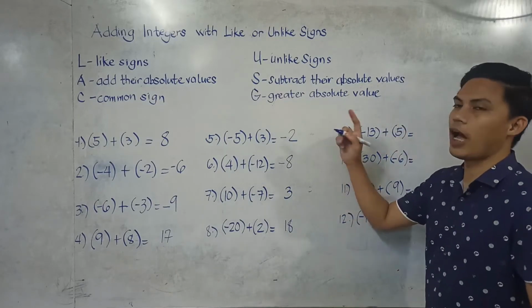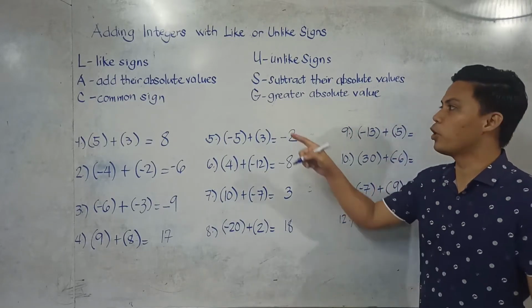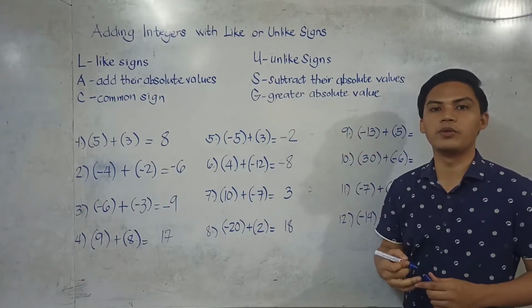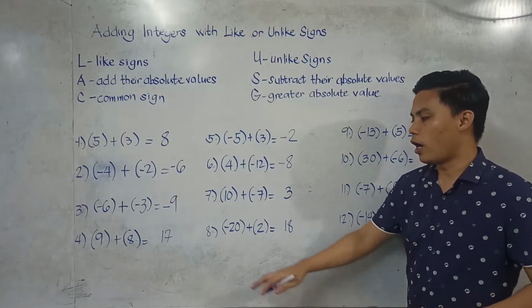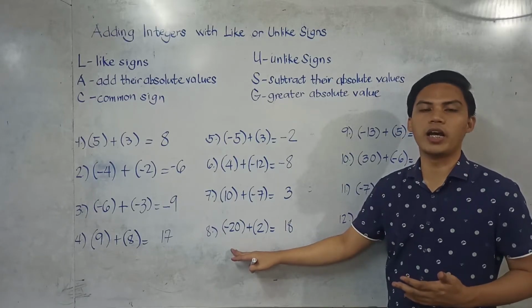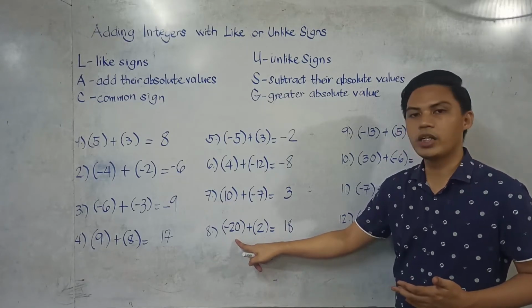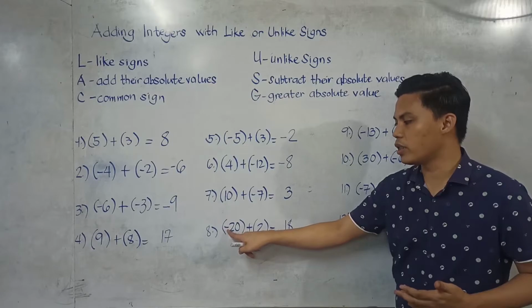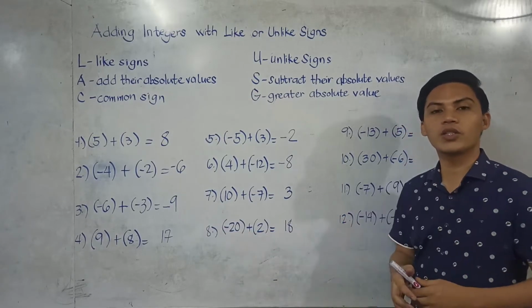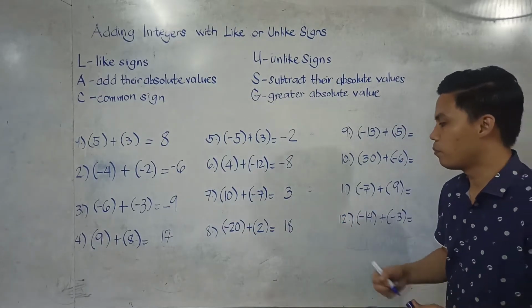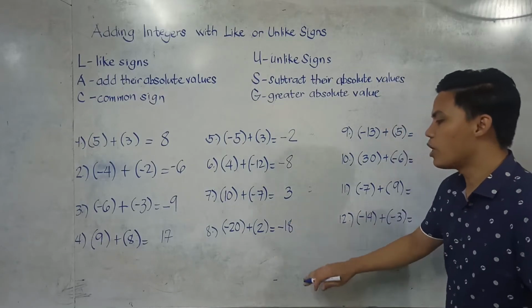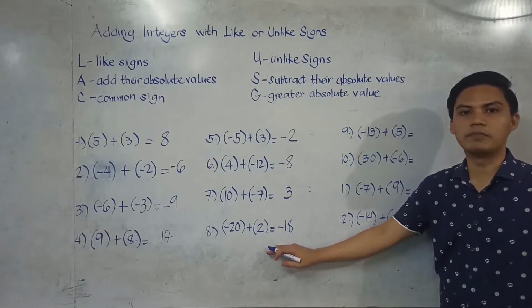Then last step, copy the sign of the number with the greater absolute value. So, sa 20 at 2, ang may mas malaking absolute value ay ang 20. So, ano yung sign ni 20? Ang sign ni 20 is negative. Kaya, ang final answer natin ay magiging negative. So, the final answer is negative 18.